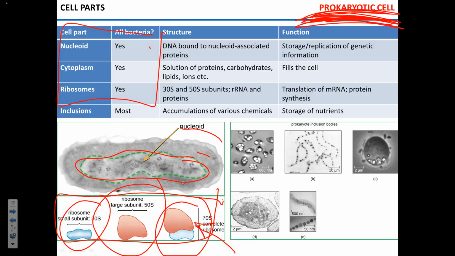Inclusions. Not every cell has inclusions. Just a bunch of examples of different inclusions. They accumulate stuff. Can be nutrients. Here is a wonderful, that's just, different how they look under the microscope. They look really awesome. These are inclusions. You see the dark spots are inclusions. These are inclusions. These so-called magnetosomes. Inclusions that accumulate iron.